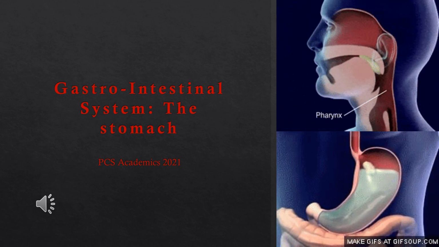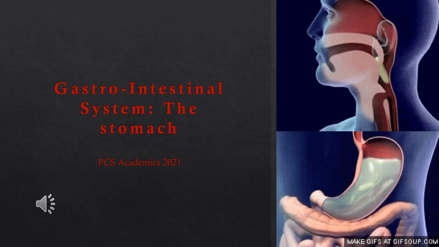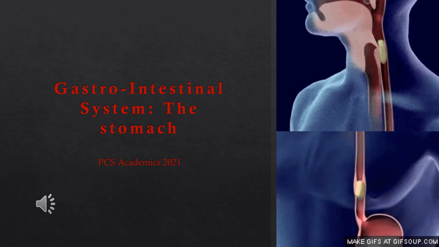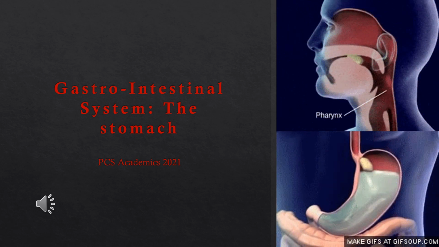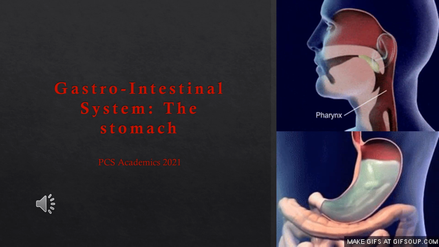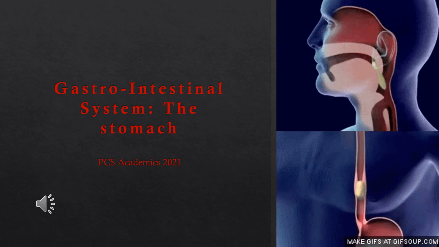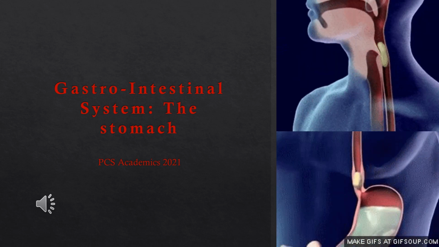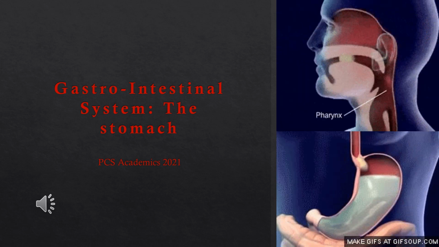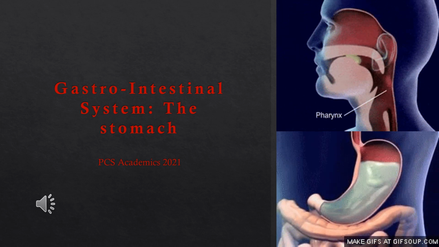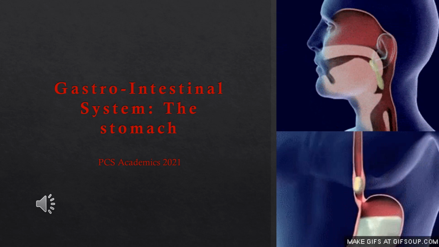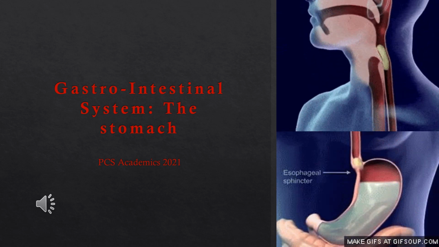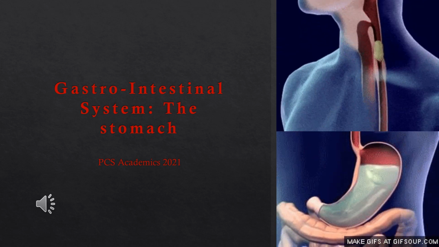Thank you for joining us in our discussion of the GIT. In the previous two videos, we discussed the anatomy of the GIT, and then we took a brief look at the esophagus, its histology, and how this is adapted to suit the function of the esophagus. In this video, we shall seek to discuss the other organs of the GIT, their function, and how their histology is adapted to help them fulfill their function.